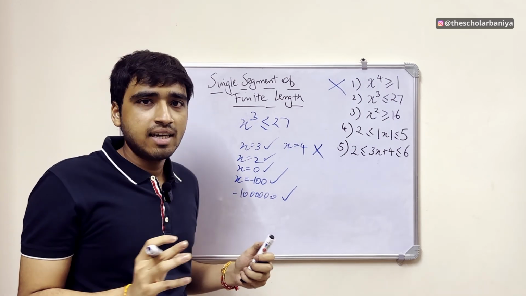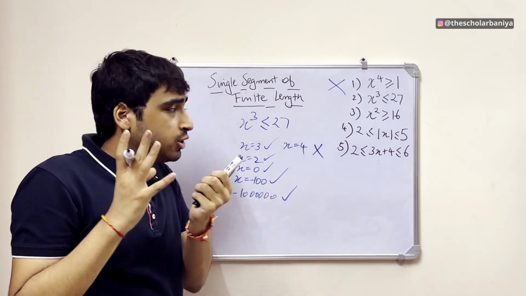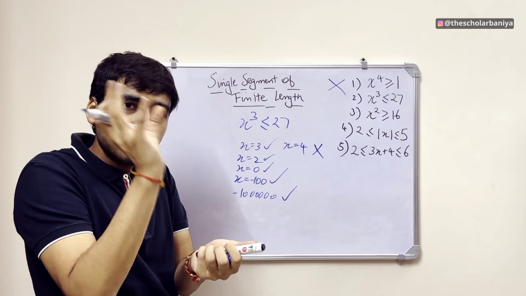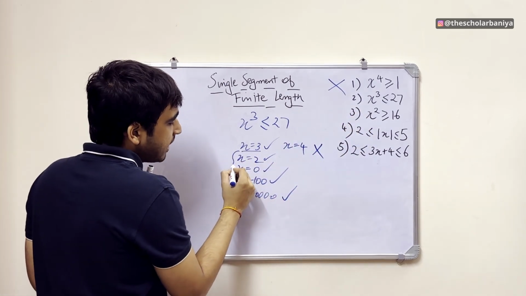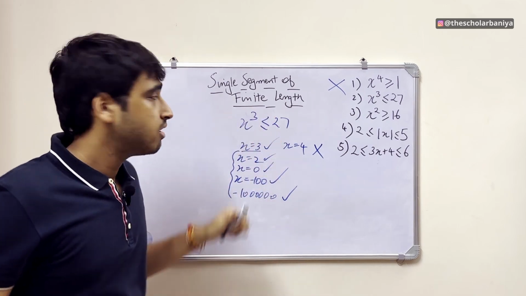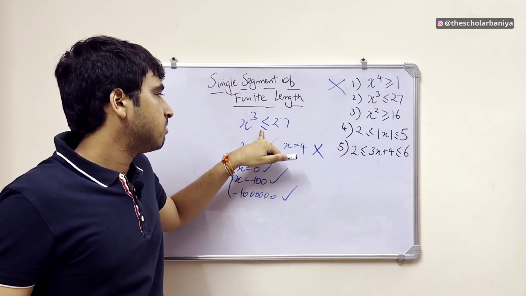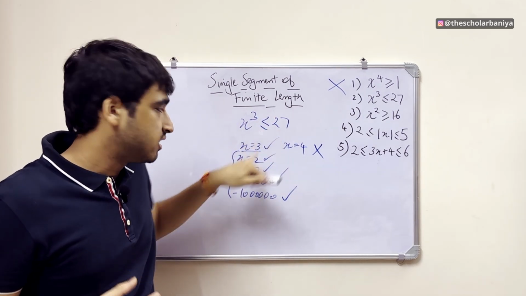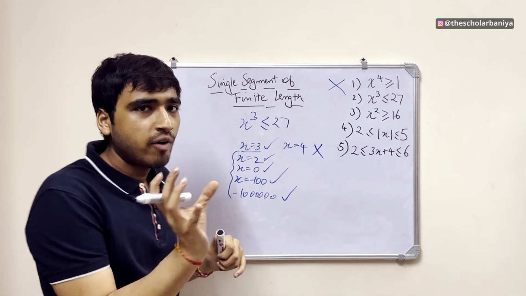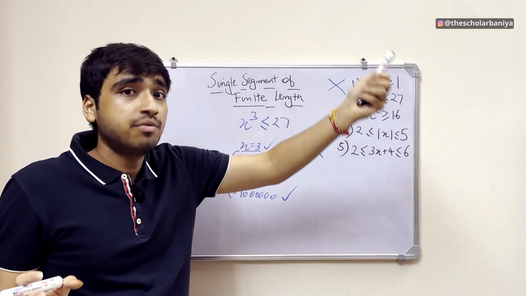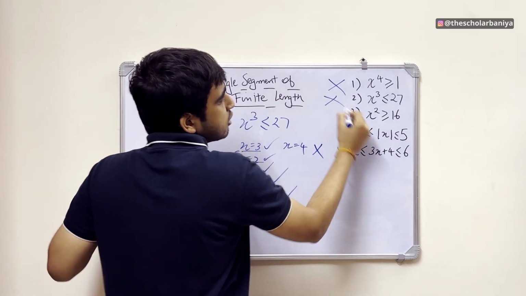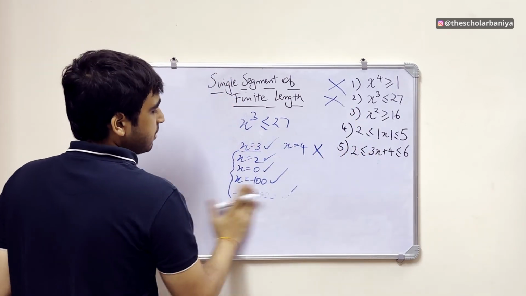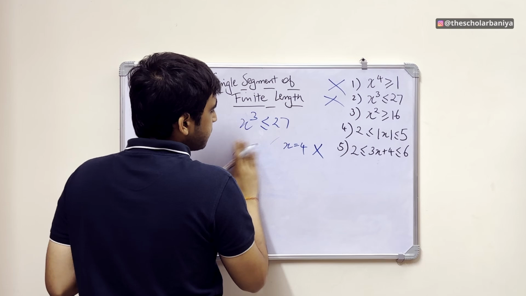So even in this case, there are no bounds, because you can go from 3 to minus infinity, and it will still be valid for all these cases. So there is no finite length, because we can go up till minus infinity, as it satisfies that. So this is also not possible. I hope this is clear, right? Okay.